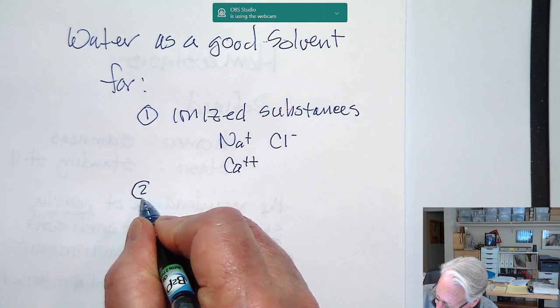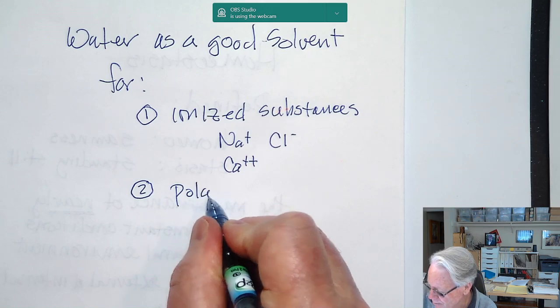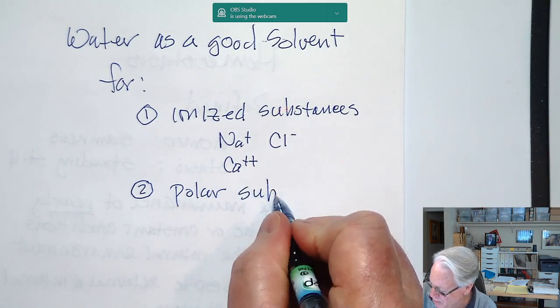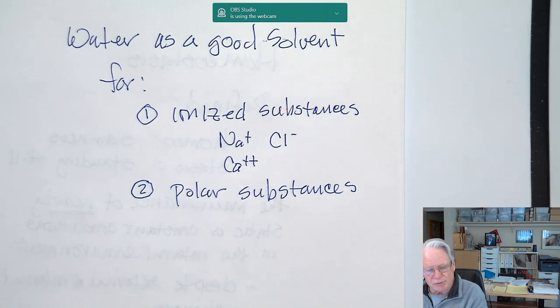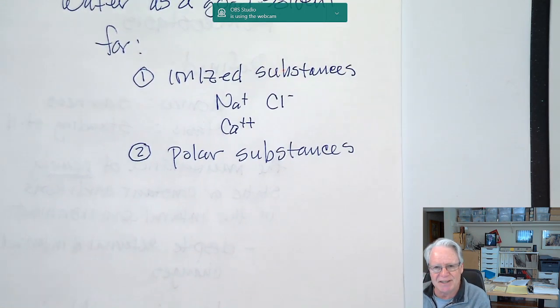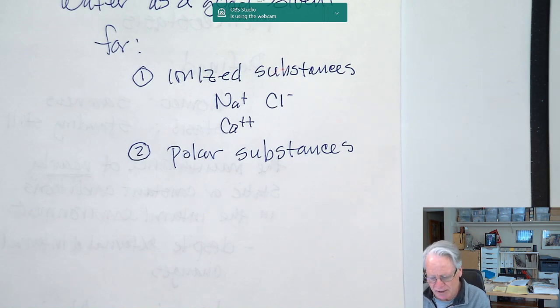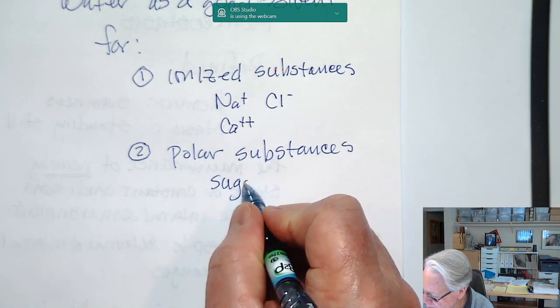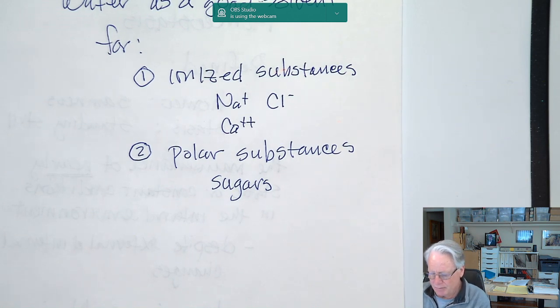Number two, water becomes a good solvent for polar molecules or polar substances. What do we mean, polar? Well, we were already explaining water is a polar substance. So if there's another molecule with the same characteristic of water, where there's a negative side to it and a positive side to it, you're going to be able to dissolve that. One example would be sugars. They are polar. And because they are polar, they can dissolve in water quite easily.